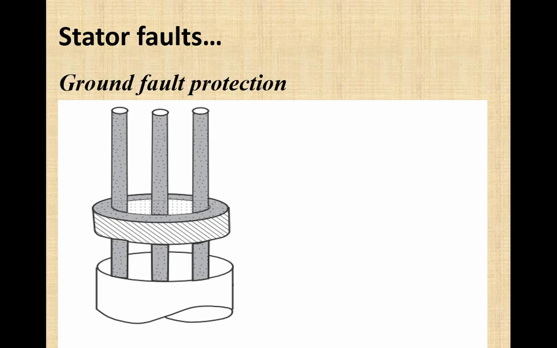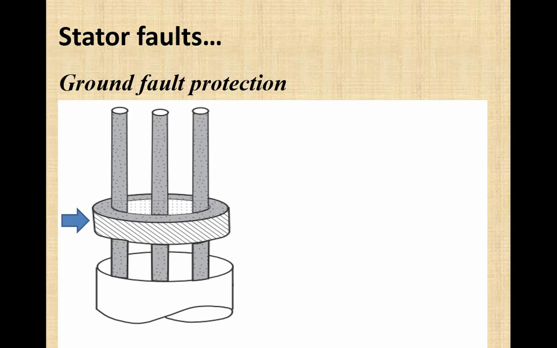Here is the toroidal CT where all the three conductors have been passed through the core of this CT, and we have the secondary across this core. So this secondary winding of the toroidal CT will carry the current equivalent to the sum of the three currents through these conductors. In balanced condition, the sum of three currents will be 0, and in case of line to ground fault, we get a sufficiently high sum, that is 3 times the zero sequence current.